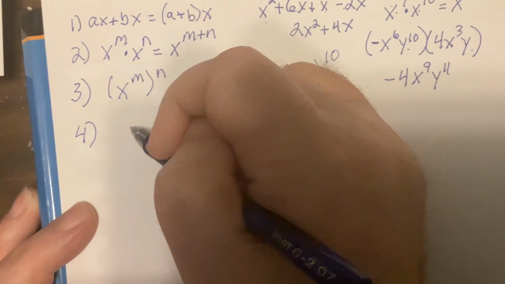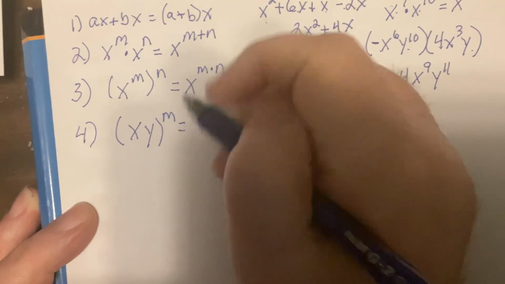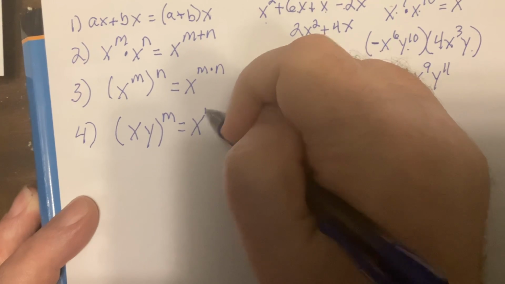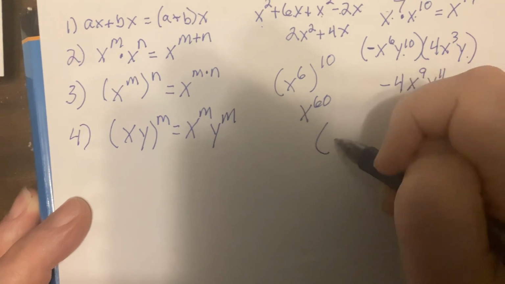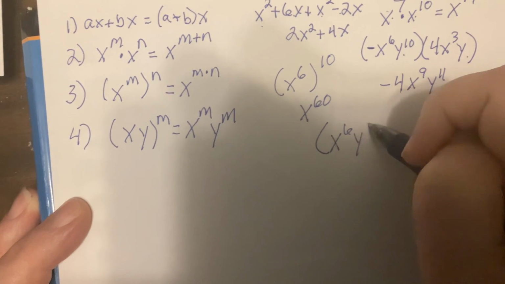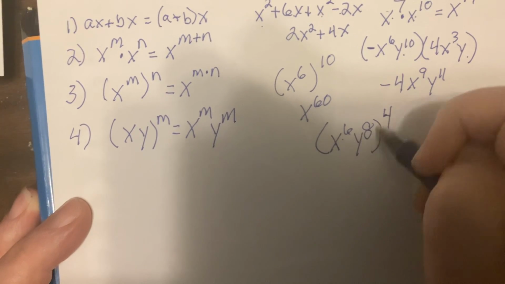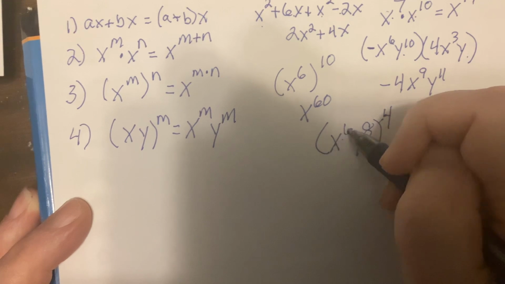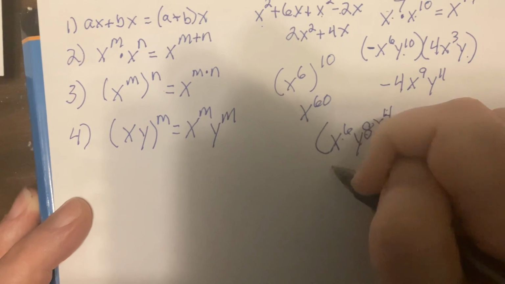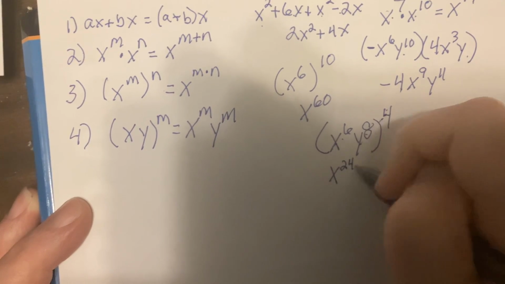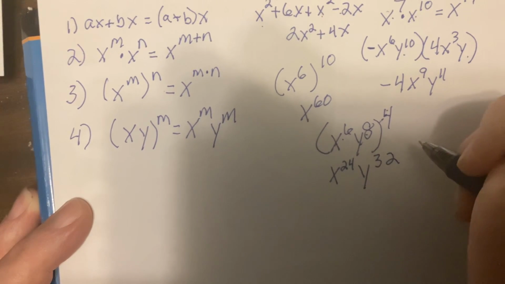If I have a product raised to a power, what do you do? You raise each term of that product to that power. So if I said x to the 6, y to the 8th, to the 4th, you'd raise both to the 4th power. And when you have a base to a power, you multiply the powers. So it'd be x to the 24, y to the 32.